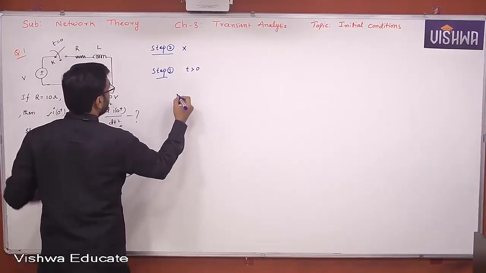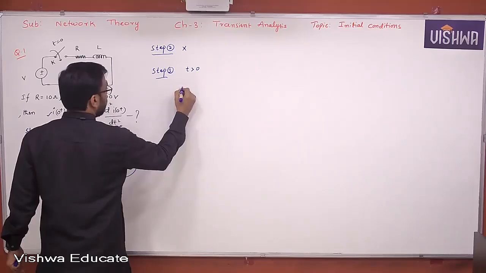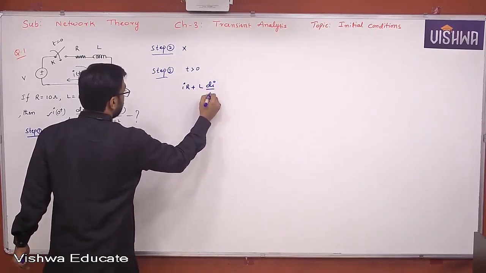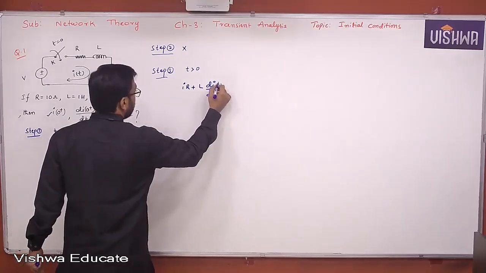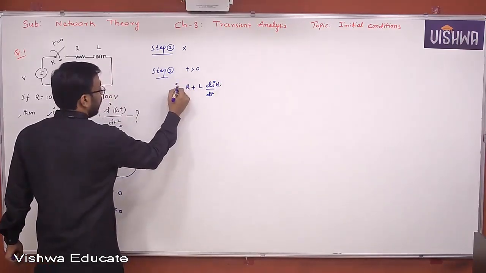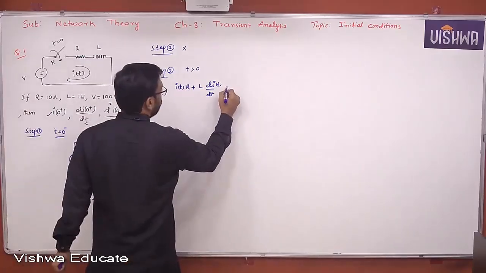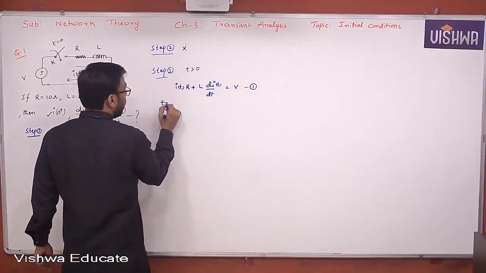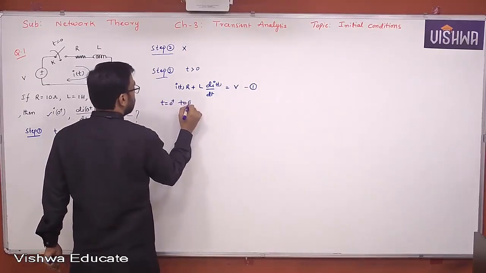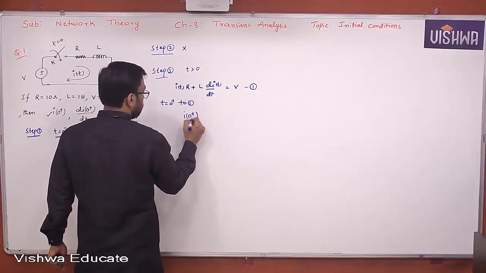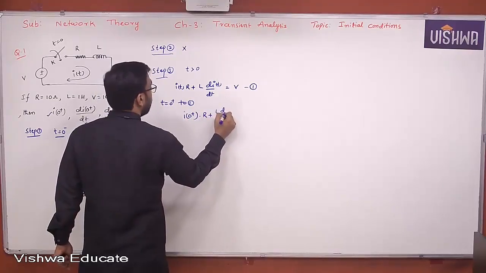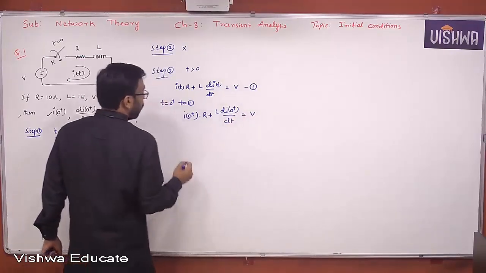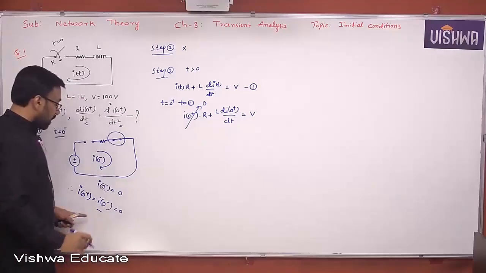So if we obtain the differential equation, it is L dI(t)/dt plus I(t) into R is equal to V. Let us assume that is equation 1. Apply t equal to 0 plus conditions to equation 1: L dI(0+)/dt plus I(0+) into R is equal to V. You know that I(0+) is 0, because we already determined this value.